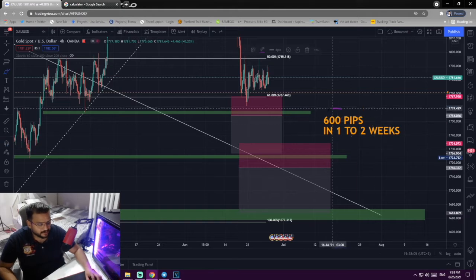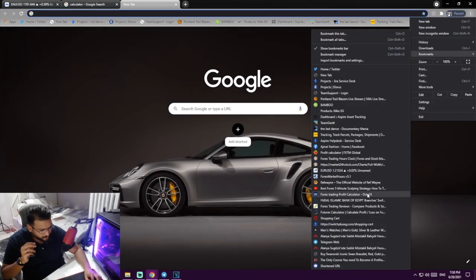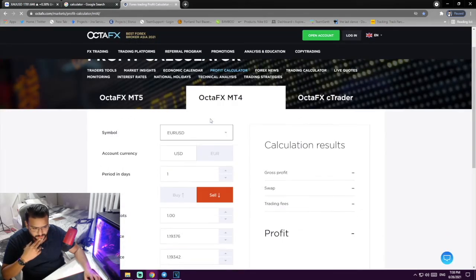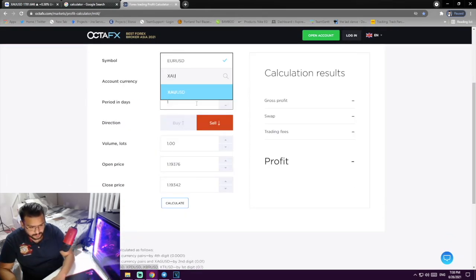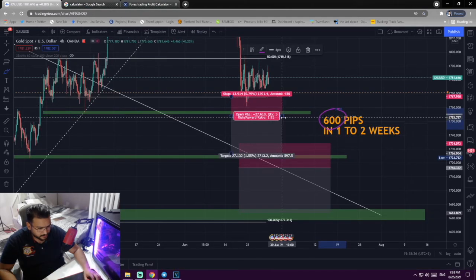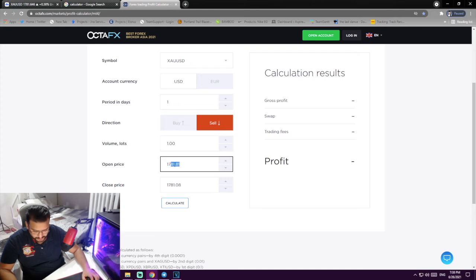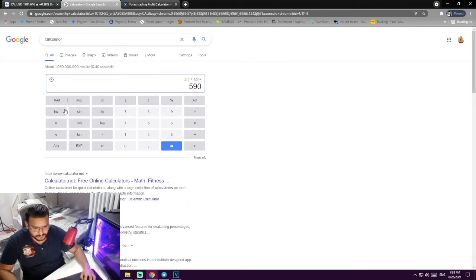So if you know how much you can make in 600 pips on gold, let's give an example. Let's go to my calculator right here because people don't focus, people don't understand how strong and powerful this is. Let's go to gold, XAUUSD, and let's say 600 pips. Let's say 1750. It doesn't have to be the exact numbers. I want to show you 1750, and we say 600 pips. That means it's $60. So 1750 minus 60 is how much?